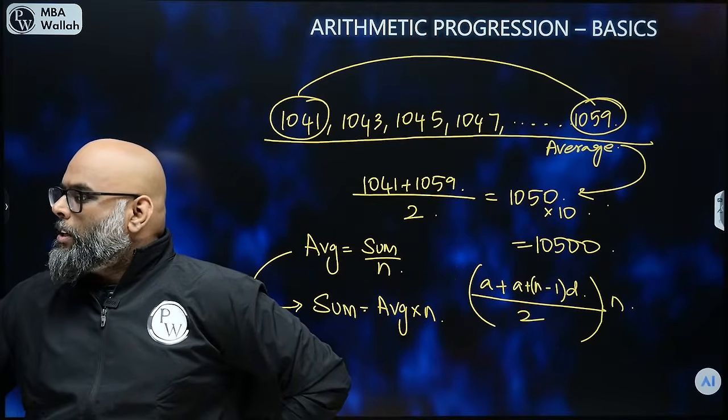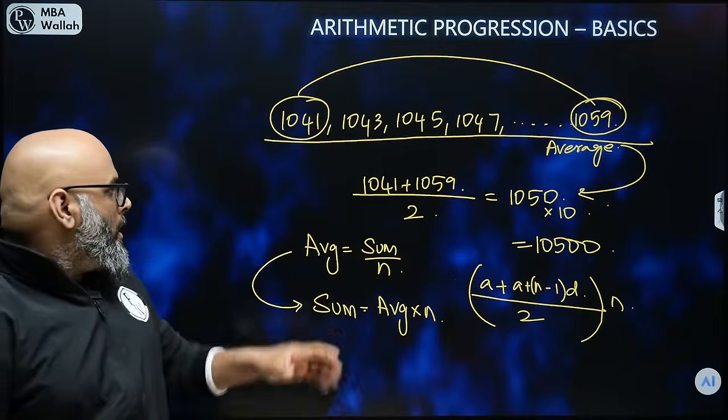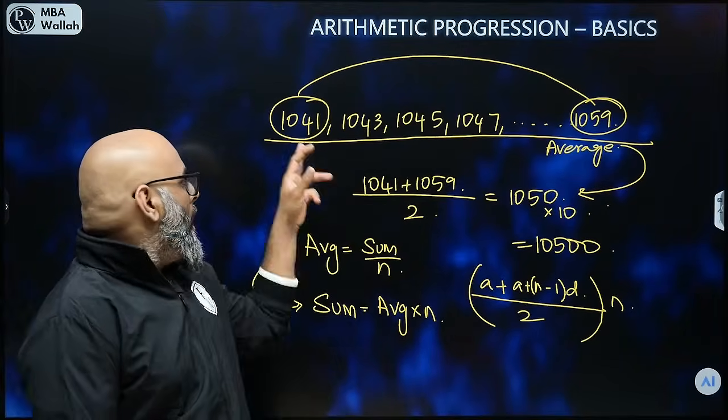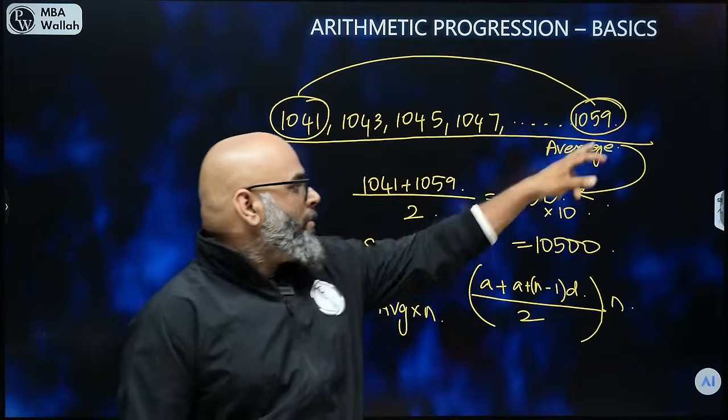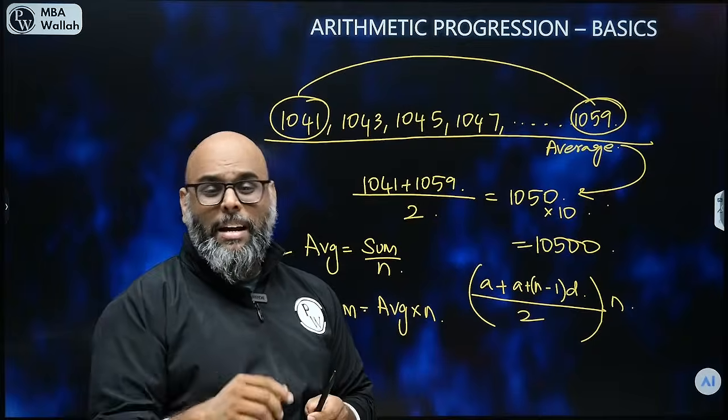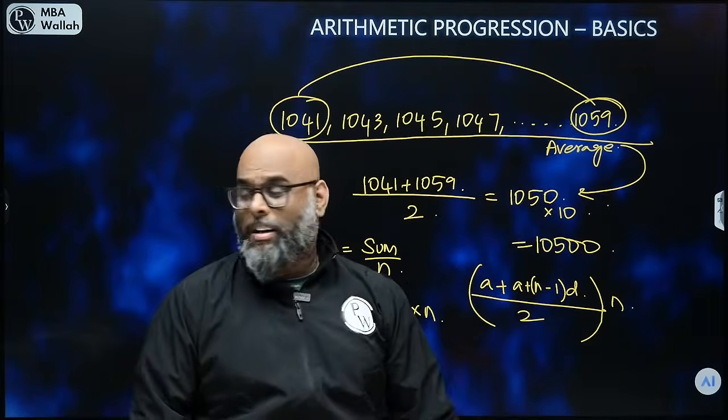Palak, how many terms? Again, apply the nth term formula: L minus A by D. 1059 minus 1041 is 18. 18 by 2 is 9. 9 plus 1 is 10. There are 10 terms.